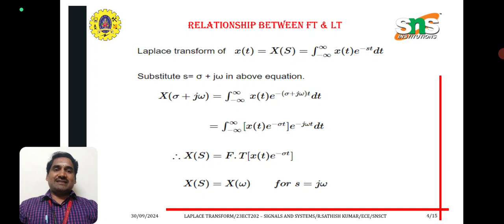Therefore, X of s is equal to Fourier transform of x of t into e power minus sigma t. Therefore, sigma is equal to 0, we can get X of s is equal to X of omega. Therefore, s is equal to j omega. This is the relationship between Fourier transform and Laplace transform.